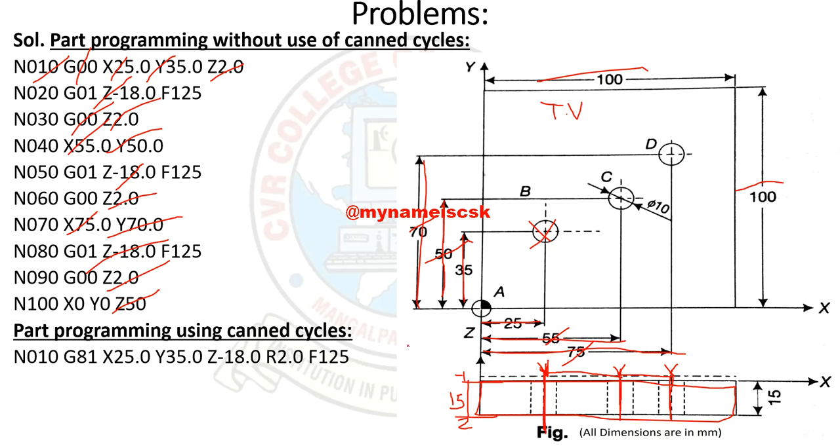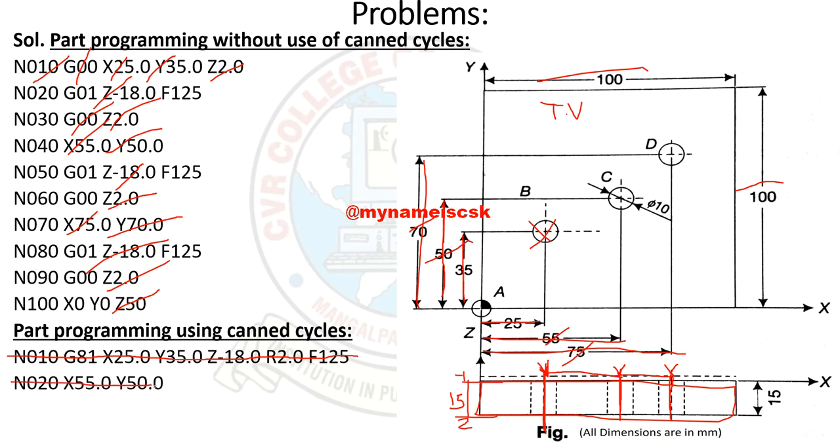Now if you are using a can cycle, it will be reduced to one third. So in a single line only we are mentioning G81. G81 is nothing but the drilling cycle on, and directly we are giving the x coordinate, y coordinate, and z. We are maintaining that we have to go to a depth of 18 mm by keeping a clearance plane of 2 mm and feed as 125.